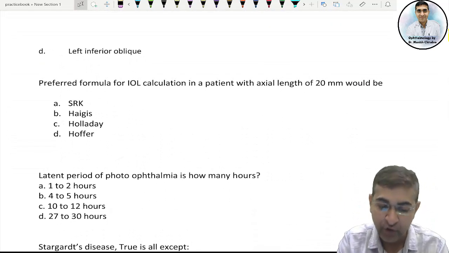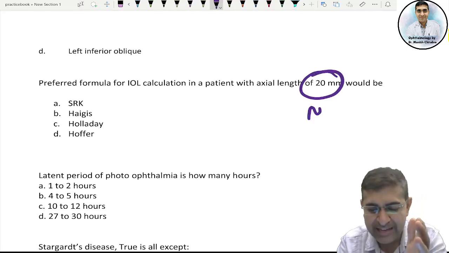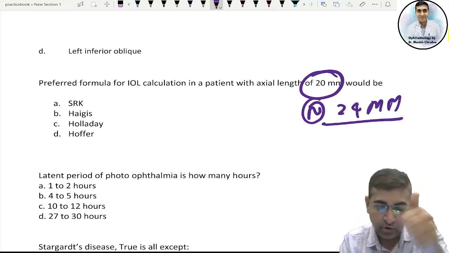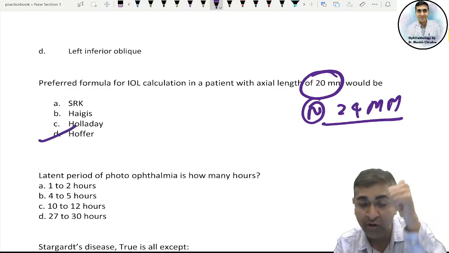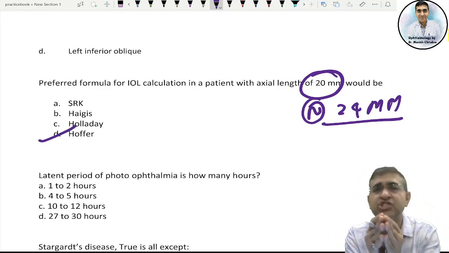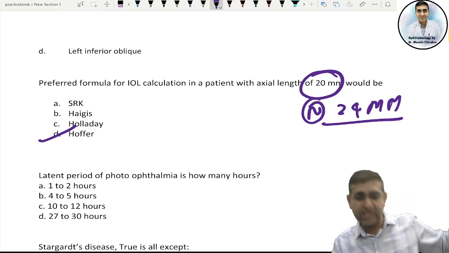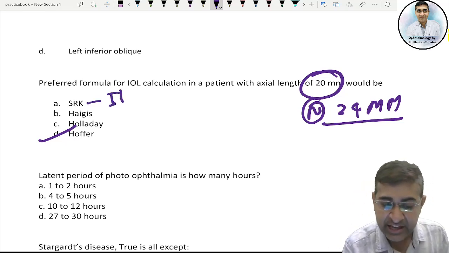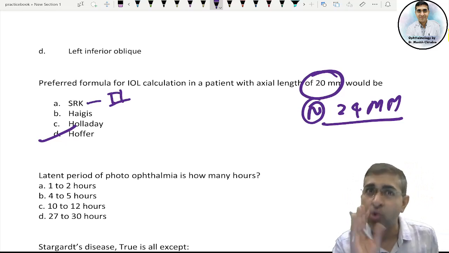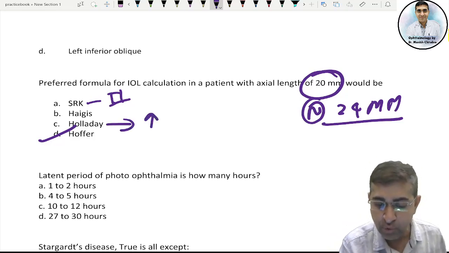Okay, so the preferred formula for IOL calculation in a patient with small axial length. What is the normal axial length in adults? 24 mm. Yes, so if we are talking about small axial length, the answer is pretty straightforward. It is Hoffer's. Otherwise, if the axial length is normal, which is say 22.5 to 24.5, the formula is the SRK second generation formula. Yes, there are two other formulas, Haigis and Holladay's formula. And Holladay, if the axial length is more.